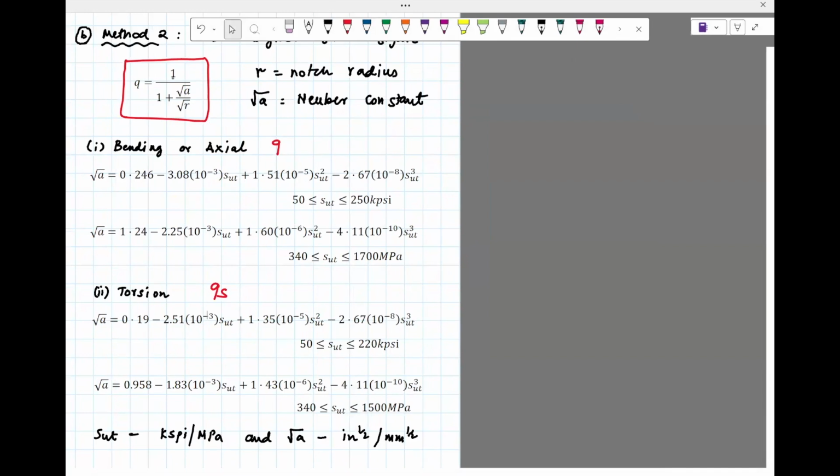The other way to find Q is by using this fit. Q is 1 plus, so with this formula, R will be 3. The square root of A depends on the loading. We are looking at bending, so we have to use one of these two. This one is SI, this is FPS, so we need to look at SI units. S_UT is 690 megapascals, which fits within the range described here. So we need to use this formula. I'm going to write it down and put S_UT as 690 megapascals.